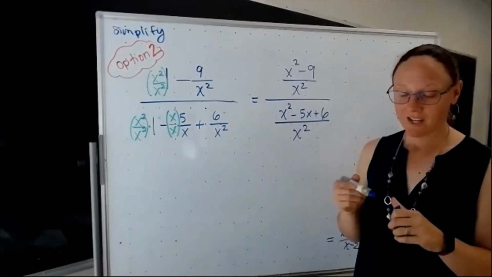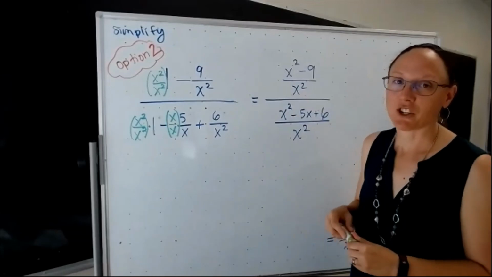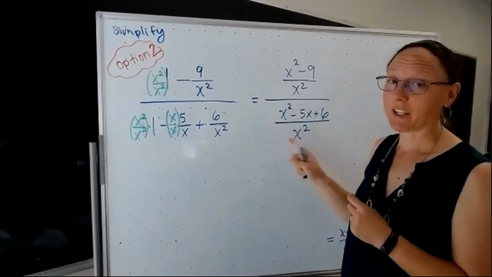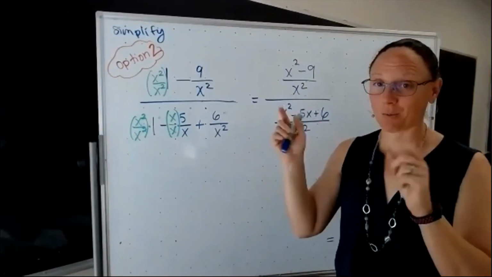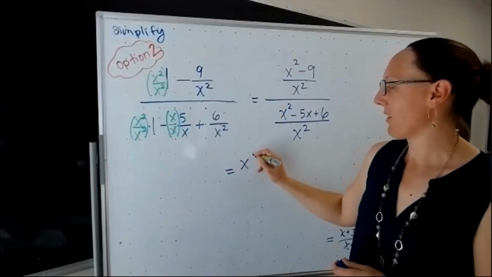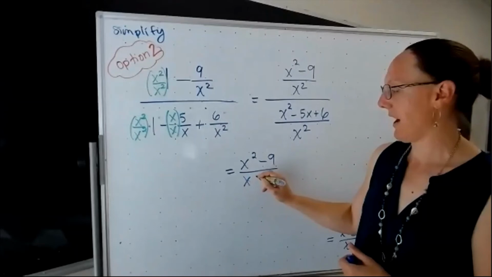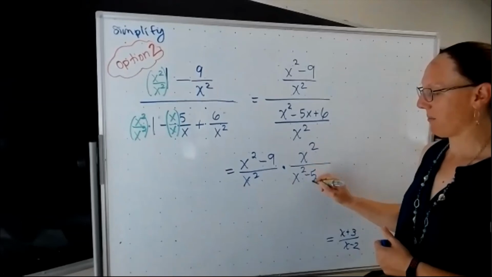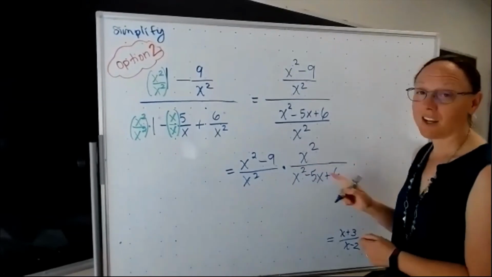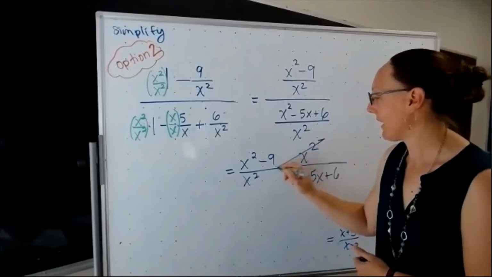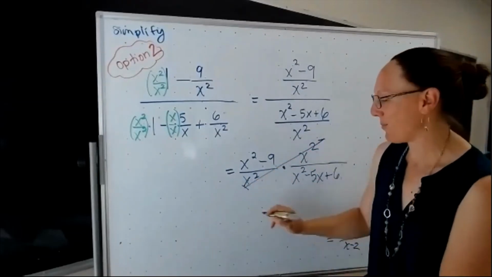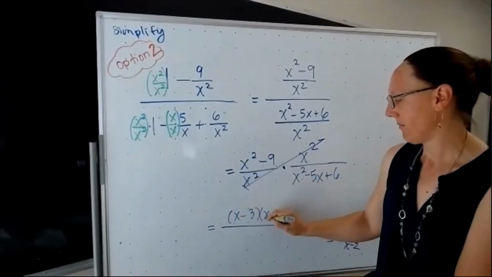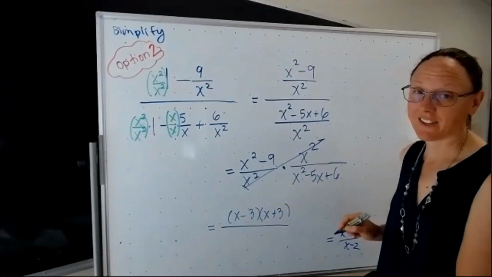If we went this route, then we've got one extra step, which is now that I have a single fraction divided by another single fraction, we can change that division to flip it and multiply so that I end up with x squared minus 9 over x squared times x squared over x squared minus 5x plus 6. And now the x squared over x squared cancels out. And we're back to the same place that we were a second ago, factoring the numerator and factoring that denominator.